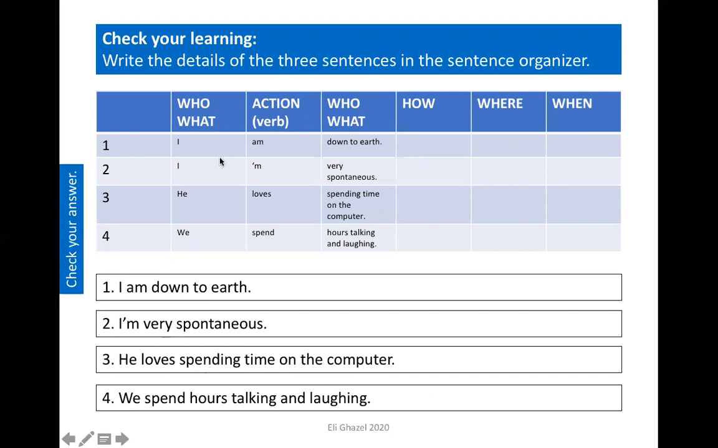Check your answer. I am down to earth. It's I'm what? Down to earth. Now, if they don't understand it, you can explain that, of course. Which is the am. I'm what? Very spontaneous. 3, he loves spending time on the computer. He, that's it, loves. What does he love?